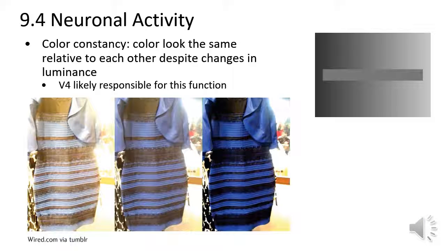So color constancy is this other function of color in our brain where we see colors when there are multiple colors in a system, or in our visual field, and we already know what they are, they will look similar even when there are changes in luminance in the environment. And the V4 in the cortex, so the visual cortex, is likely responsible for this.